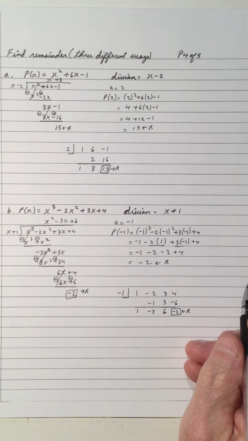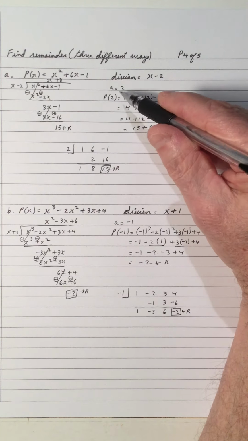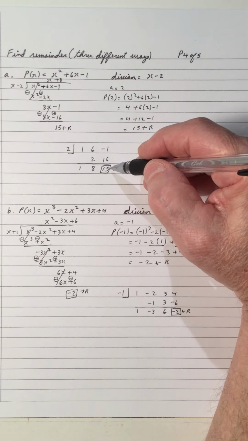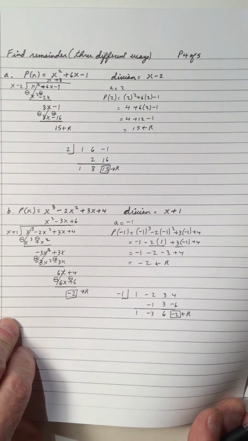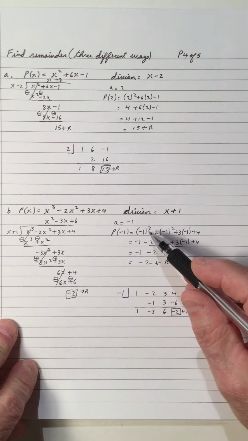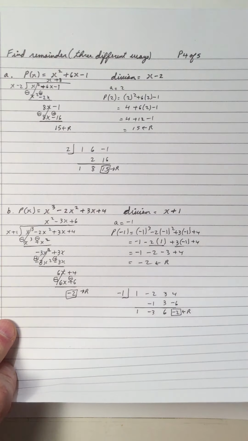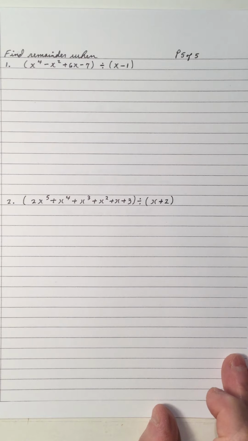So I showed you that the long division gave you a remainder. You did your P of A, and you got a remainder. You did your synthetic division, you got a remainder. With the long division, everything works. But what's faster? Sometimes I use this one, sometimes I use this one, and I only use this one if I have to. And we have 2 more to do.